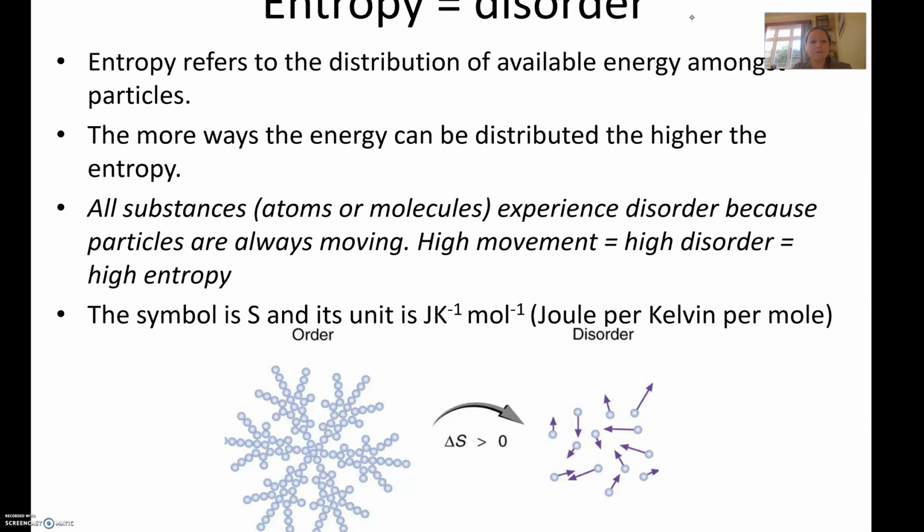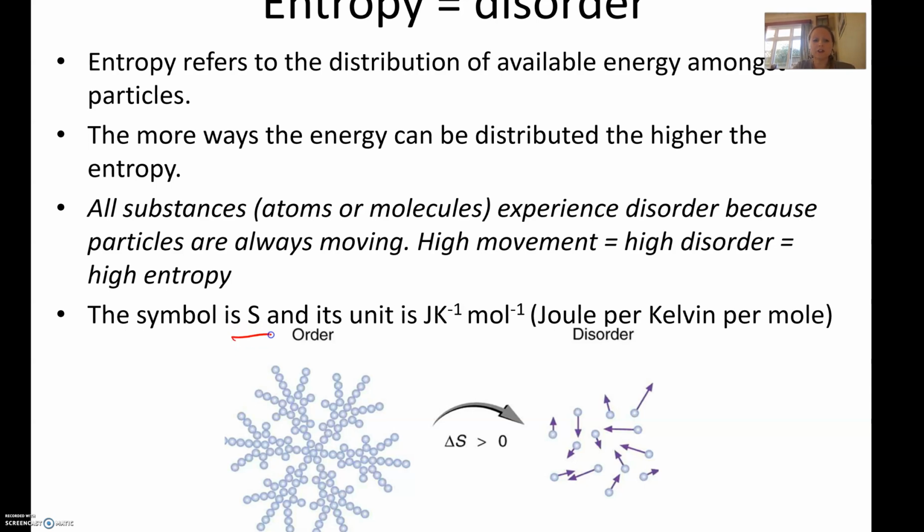And what does that really mean? Well, it is talking about the distribution of available energy. The more ways energy can be distributed, the higher the entropy, the higher the disorder. Now, all substances, whether atoms or molecules, experience disorder because particles are always moving. If particles are in the solid state, they're vibrating slowly next to each other. Or if they're in the gaseous state, they're moving like crazy, so there'll be lots of movement. When you think high movement, think high disorder, and that means high entropy.